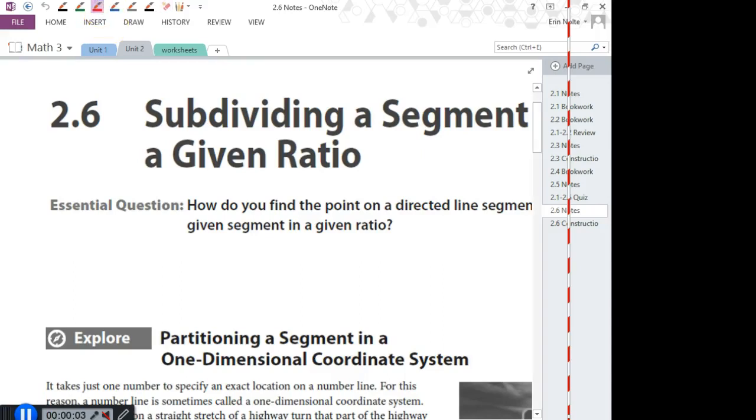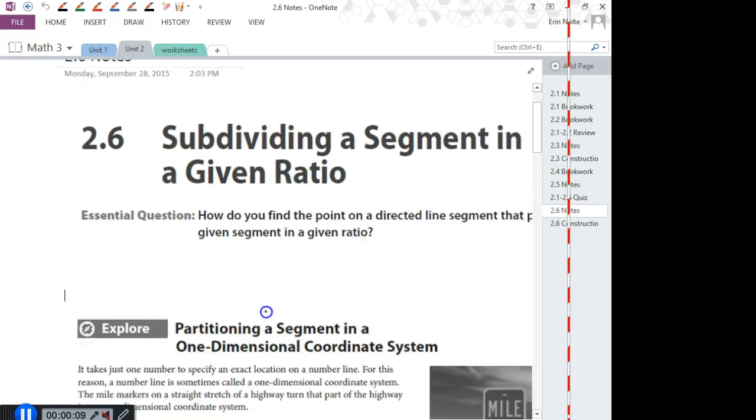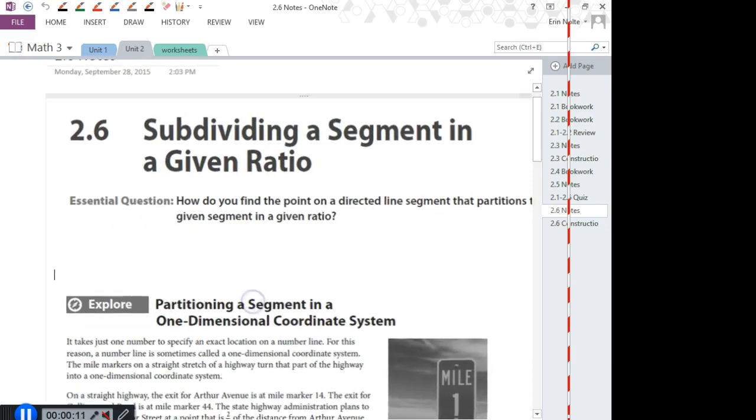Okay. So 2/6 is subdividing a segment into a given ratio. Okay, so basically we are going to take a segment and then we're going to cut it into like 1/4 of its length or 2/5 of its length or whatever they ask us to do.